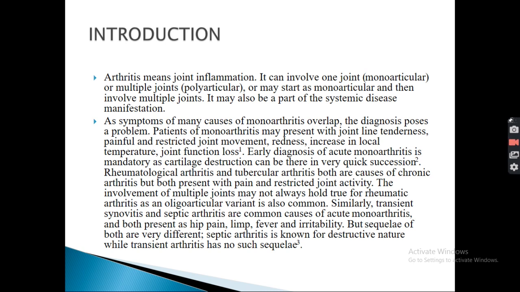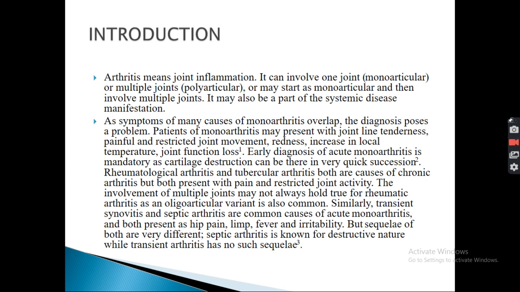Patients of monoarthritis may present with joint line tenderness, painful and restrictive joint movement, redness, increase in local temperature, joint function loss, etc. Early diagnosis of acute monoarthritis is mandatory, as cartilage destruction can be there in very quick succession. Rheumatological arthritis and tubercular arthritis both are causes of chronic arthritis, but both present with pain and restricting joint activity.